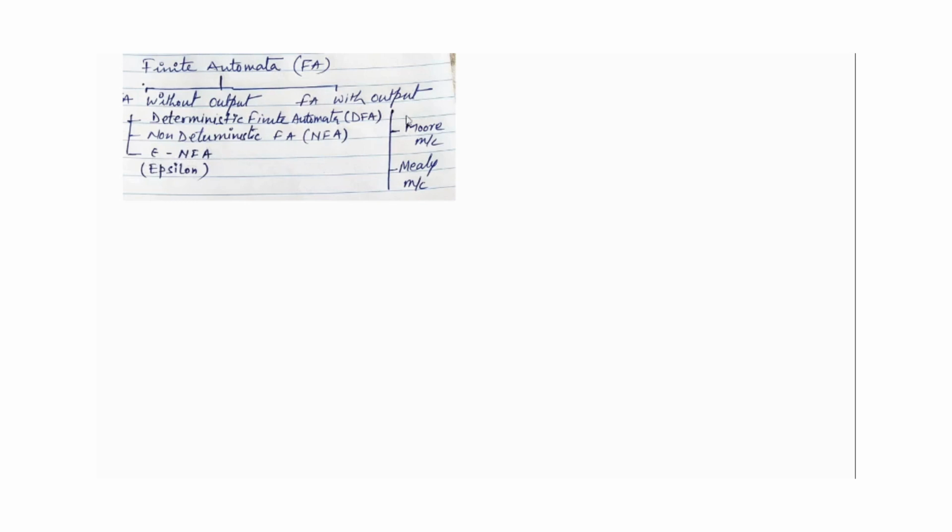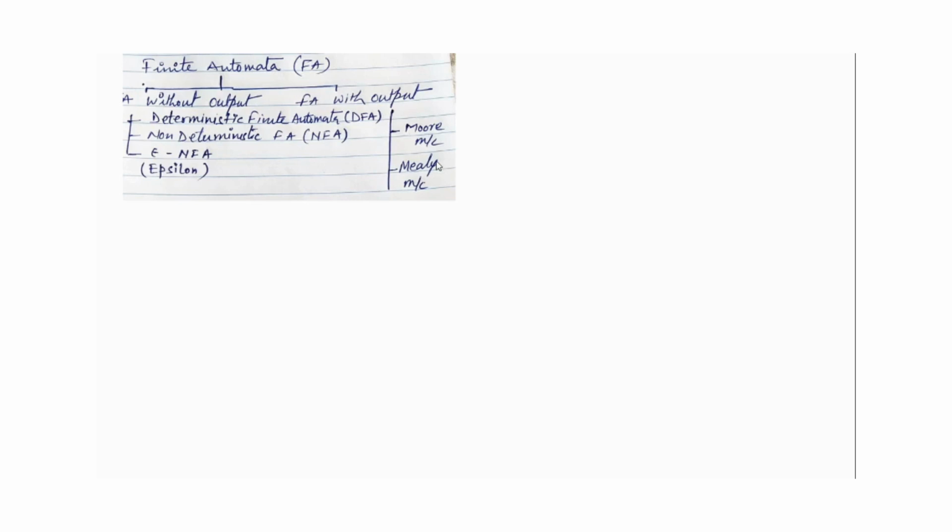In the second category, that is finite automata with output, we have two types of machines. First is called the Moore machine and the second is called the Mealy machine. These two machines produce some output, whereas these three automata do not produce any output. So these are without output, and these are the machines which produce some output.